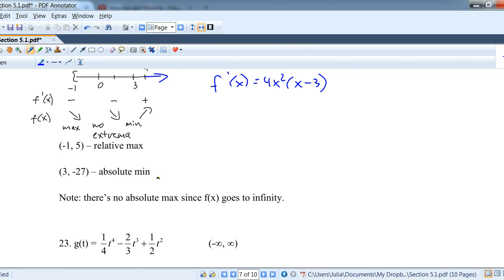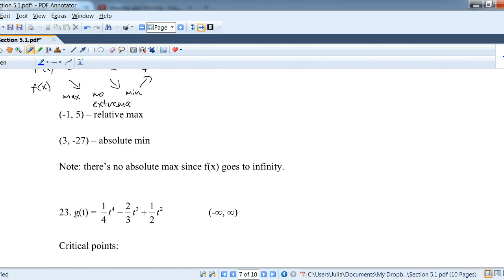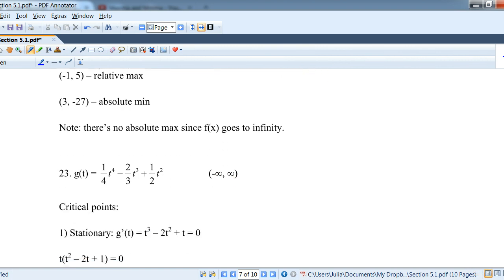And that's it for that problem. So one more problem with the polynomials before we get into some other functions. This one has fractions, but do not let that deter you, because when we take the derivative, you'll actually see they disappear. But in this case, we have the open-ended interval. It's from negative infinity to infinity. It's the whole real number line. So how does that affect our endpoints?